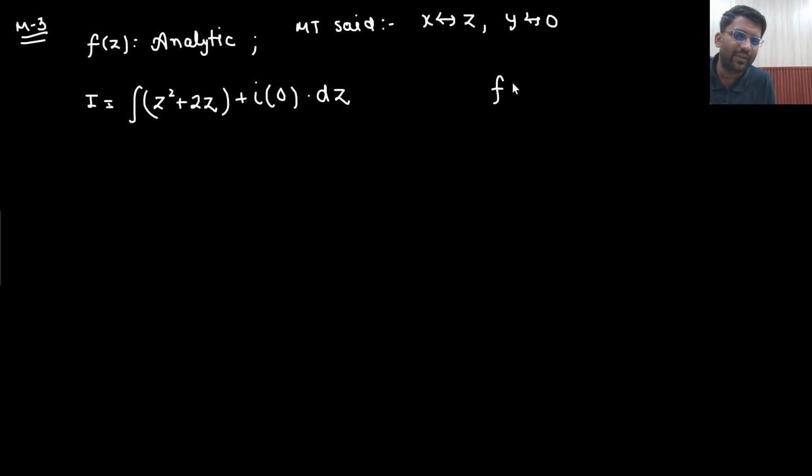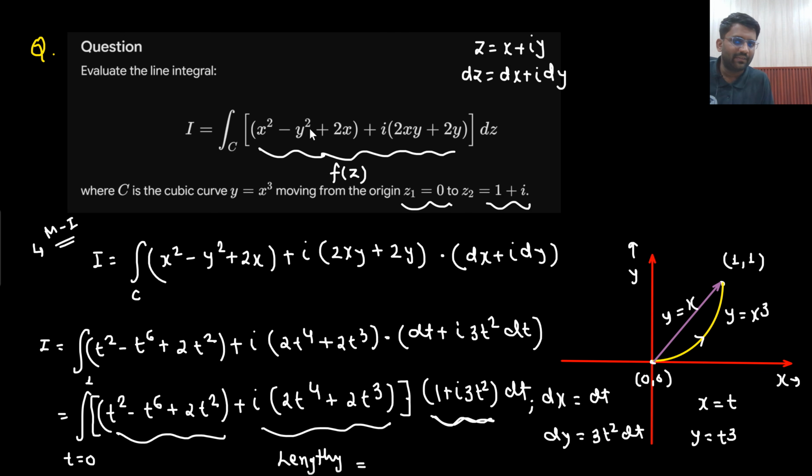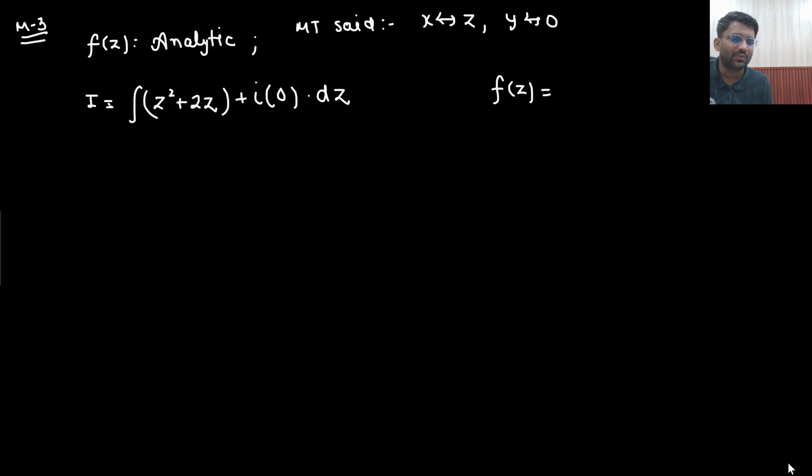Did you understand how he made f of z? Yes, sir. X should be replaced with z and y should be replaced with 0. So he replaced x with z, y with 0. So this became z square plus 2z, and the other terms are 0 only. So z square plus 2z is the function, and the limit of z is going from 0 to 1 plus iota. And there you go, job done.